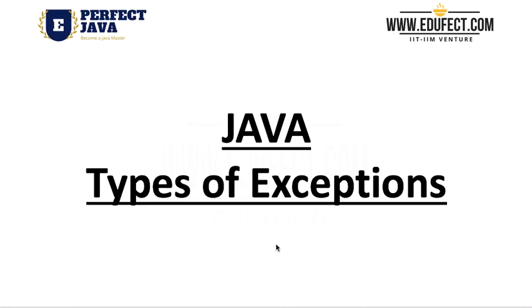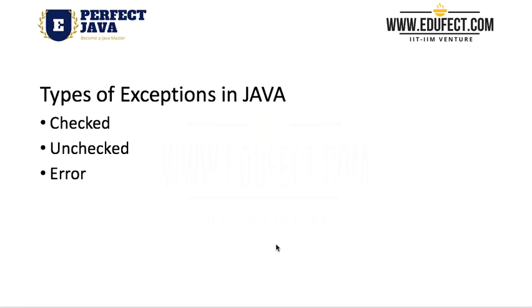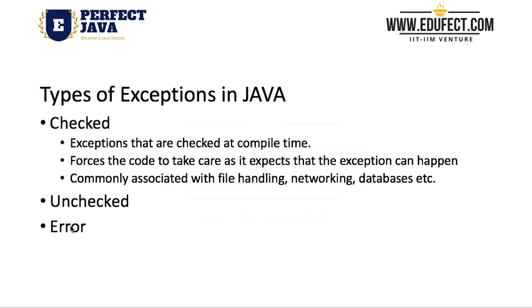Let us learn about the types of exceptions in Java. So there are three types of exceptions in Java: checked, unchecked, and error. What is a checked exception? Checked exceptions are exceptions that are checked at compile time.